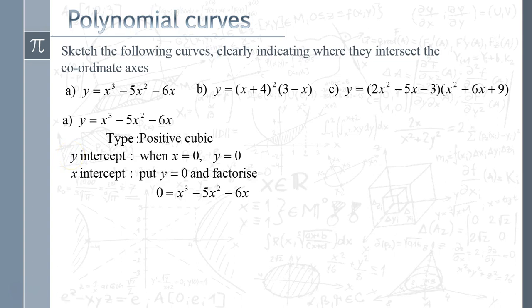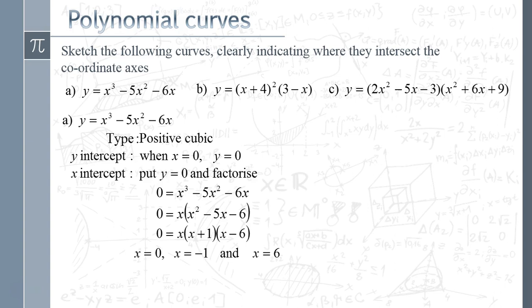What can we do with that? Well, we can factorize it, take out a value of x. So we've now got a quadratic inside the bracket there. Factorize that quadratic. There we go, x plus 1, x minus 6. And so that gives us 3 solutions, 0, minus 1, and positive 6.